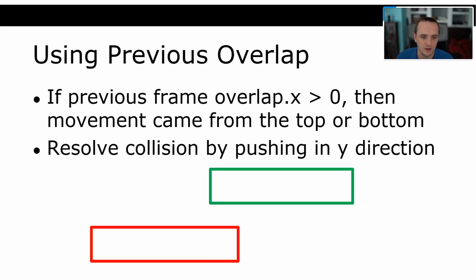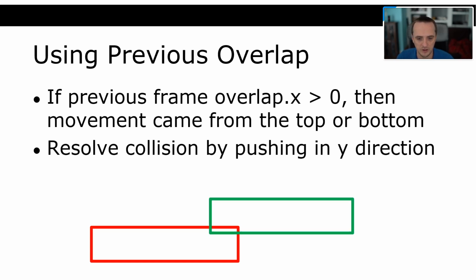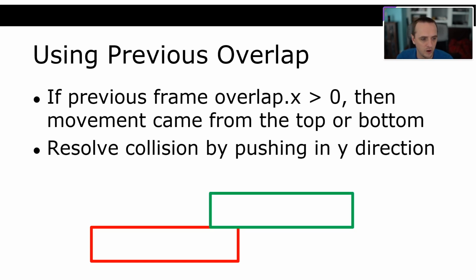If, however, the previous frame's overlap's X component was greater than 0, then we know we have one of these overlaps. And so we could resolve the collision by pushing it in the Y direction. Okay? So if we're moving downwards, here we had an X overlap, but no Y overlap. Now we have both. So on the previous frame, there was an X overlap greater than 0. And so what we can do here is push it in the Y direction of the overlap. Okay.